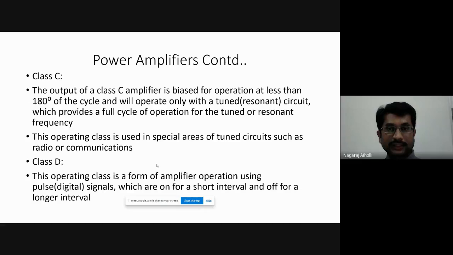We know what a pulse is, right? A digital signal, a pulse, has a low level and a high level. There is a difference between an analog signal and a digital signal. An analog signal is continuous. It varies from 0 to 360 degrees continuously.